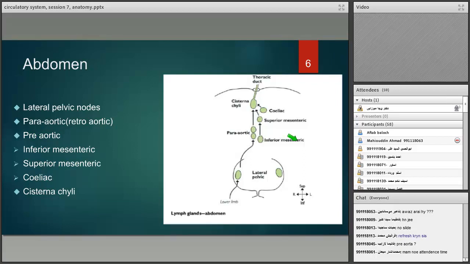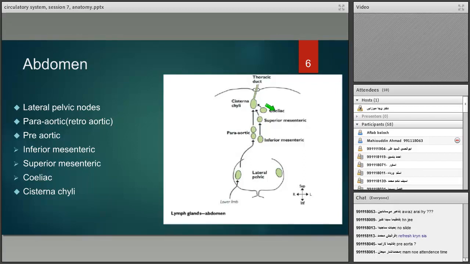Inferior mesenteric beside the inferior mesenteric vessels, which are draining the lymph from, for example, the upper part of the rectum, the sigmoid, and this part. Superior mesenteric from the transverse colon, the ascending colon, and the small intestine. We call that also intestinal group. And also the celiac from left gastric, epigastric, splenic, and hepatic system.